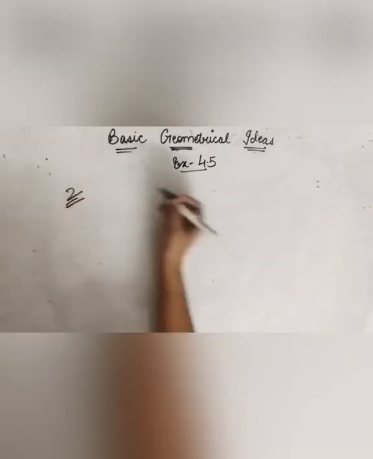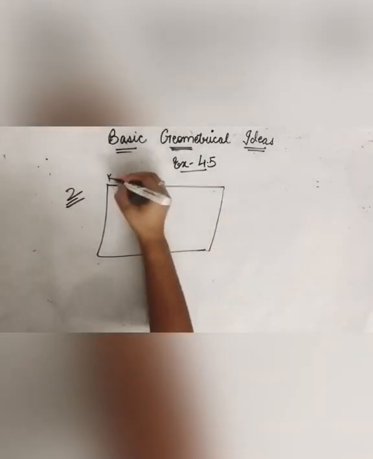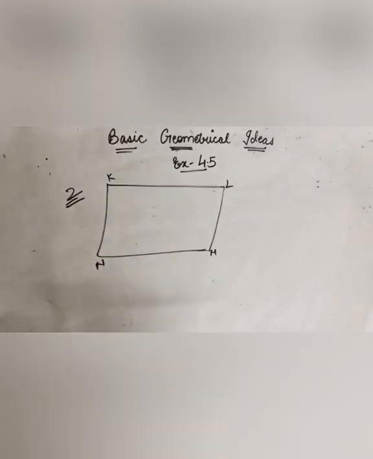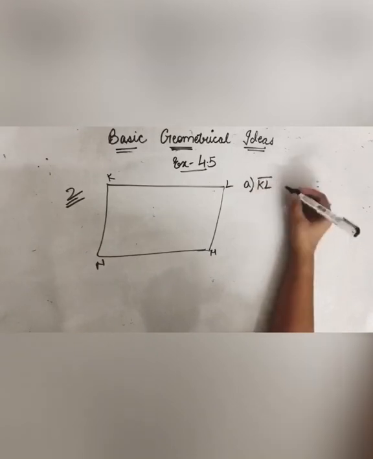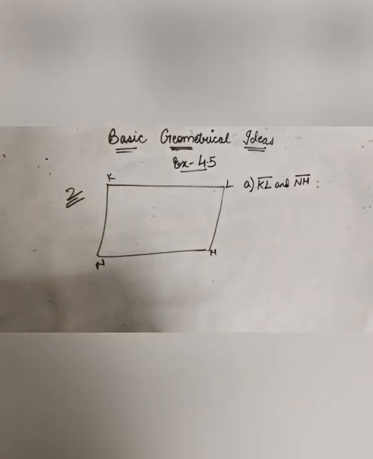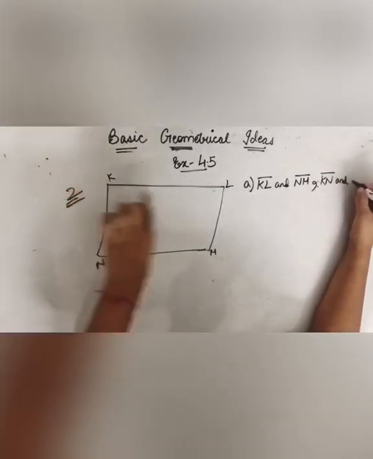So you have to draw a quadrilateral KLMN. Now A part is two pairs of opposite sides. Pair you have to write. So if I am taking side KL, which will be the opposite side? NM. So this is the first pair, and second pair will be KN and LM.